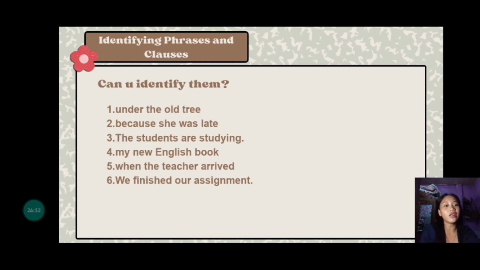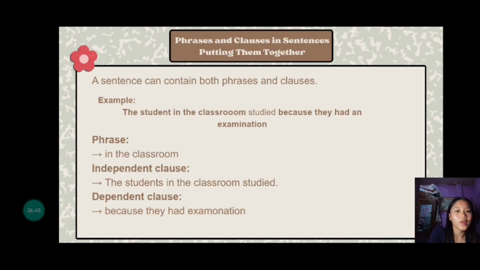But if you get them all right, then good job. You can answer numbers 5 and 6 on your own.